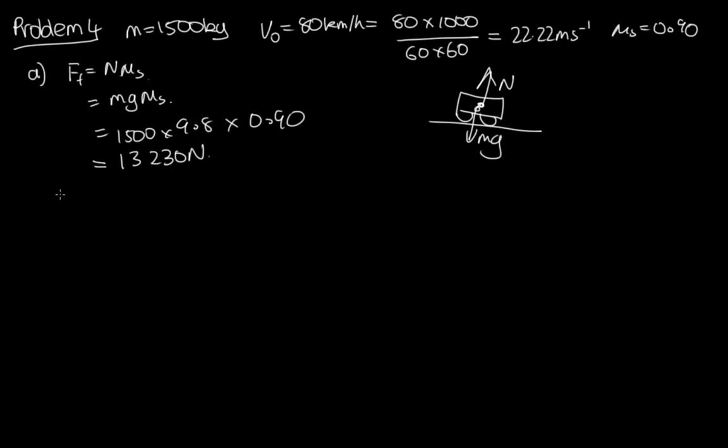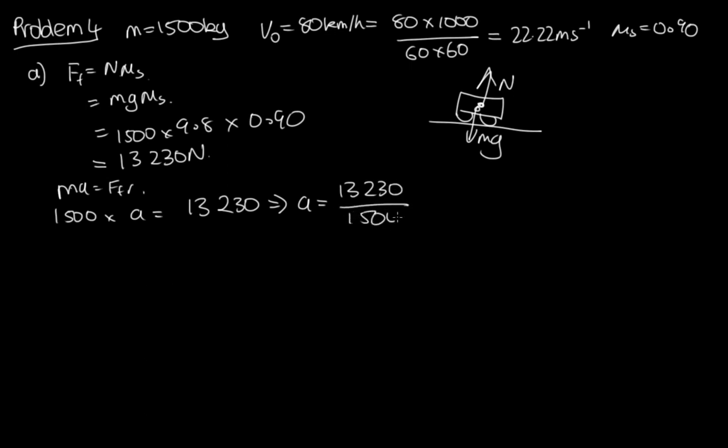And so we've got ma is equal to the frictional force, and so 1,500 times the acceleration is equal to 13,230, and so the acceleration is 13,230 over 1,500. Solving that on the calculator, we end up with 8.82 meters per second squared, which we should just give to two significant figures, so 8.8 meters per second squared, and this is a deceleration. It's slowing the car down.